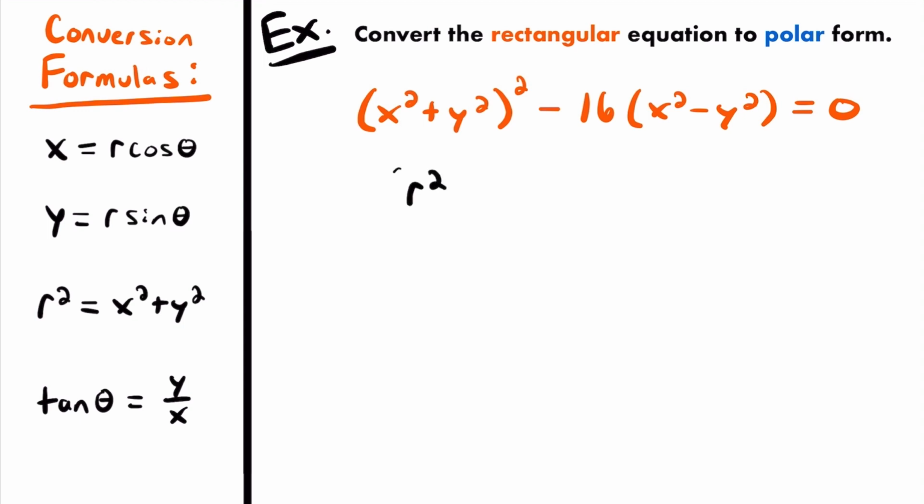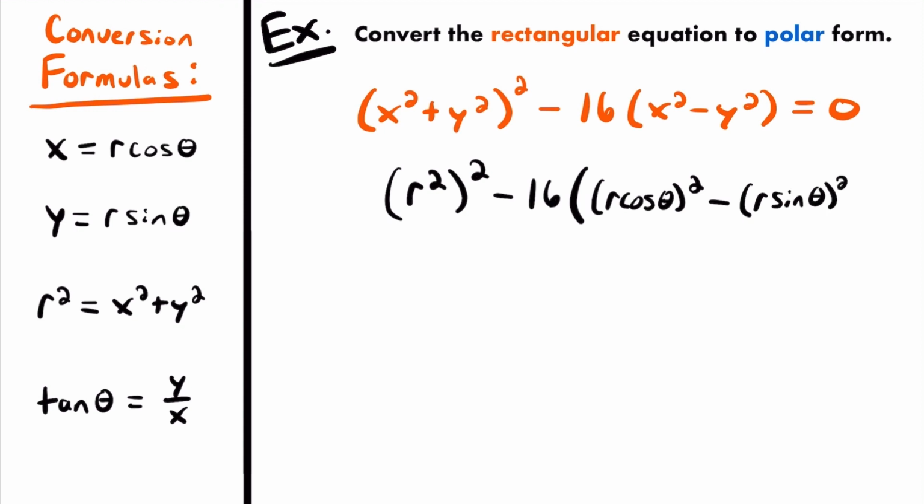We'll have r squared squared, and then we have minus 16 times the quantity x squared minus y squared. Now don't make the mistake of replacing x squared minus y squared with r squared. That's not equal to r squared. R squared is equal to x squared plus y squared, not minus. So there's no easy way to rewrite x squared minus y squared. We're going to have to replace x with r times cosine theta and y with r times sine theta. So we're going to have minus 16 times r times cosine theta squared minus r times sine theta squared, and that's equal to 0.